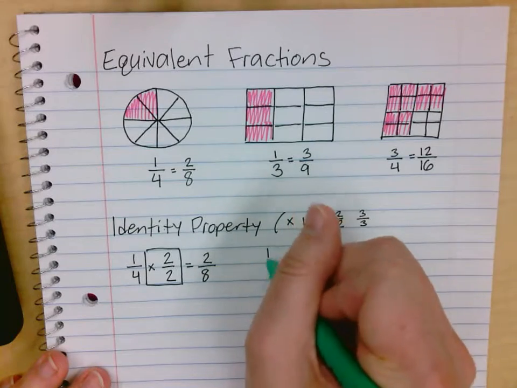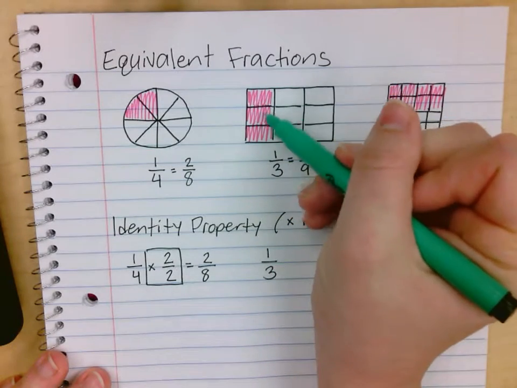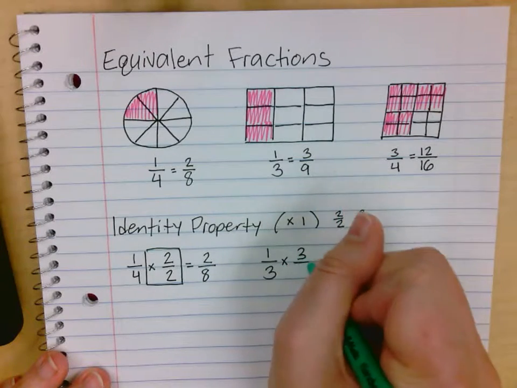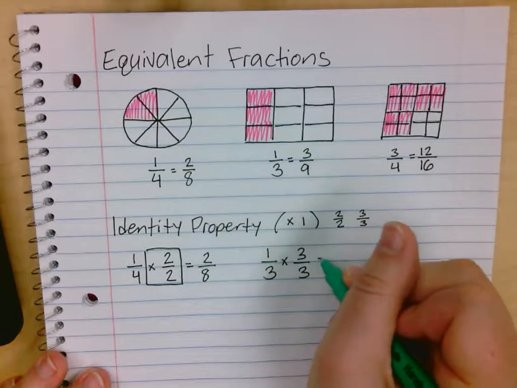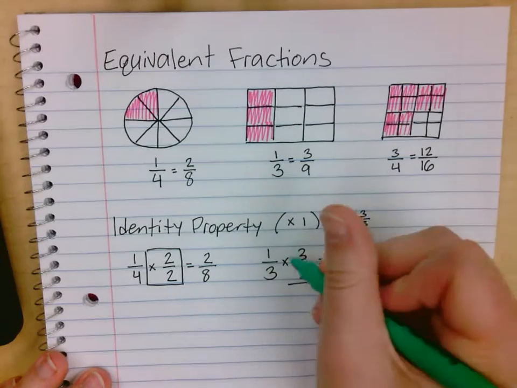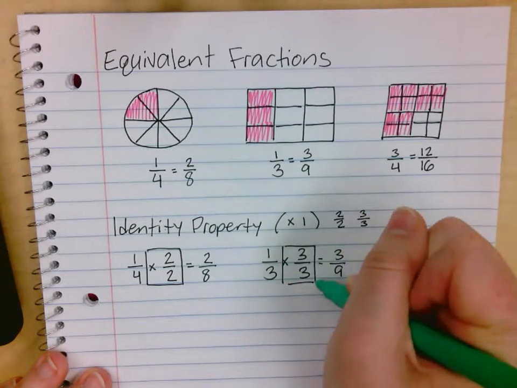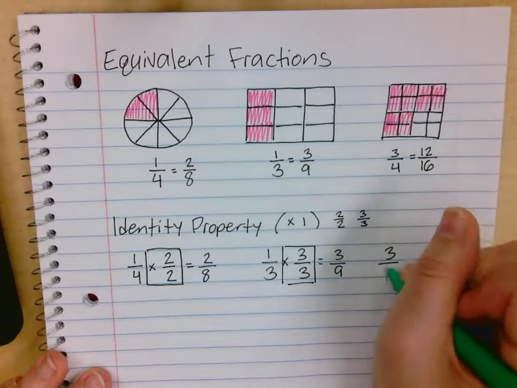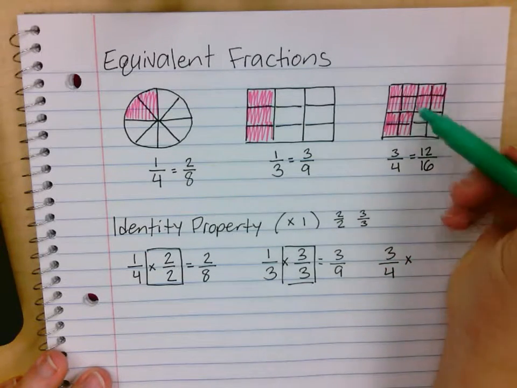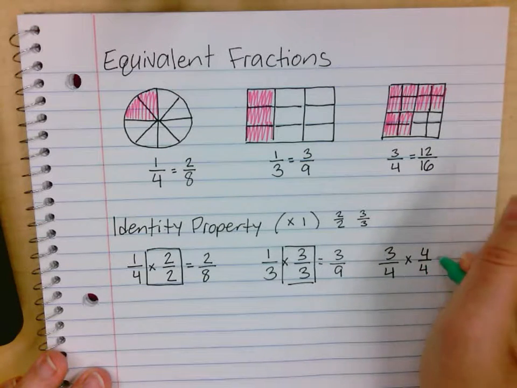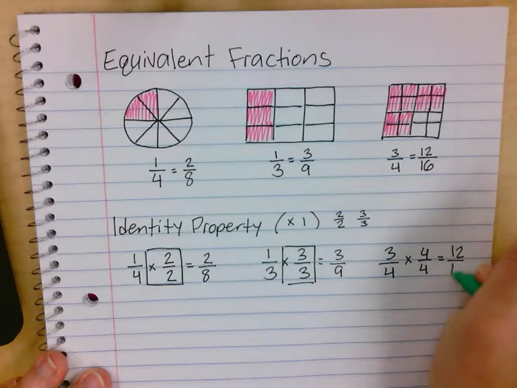Over here we have 1/3. We took each of our pieces and divided it into 3 pieces, so we're going to multiply by 3/3, which gives us 3/9. And once again, this is equal to 1 using our identity property. And our last one, we have 3/4. We put each of our pieces into 4 pieces, so we multiply by 4/4, and that gives us 12/16.